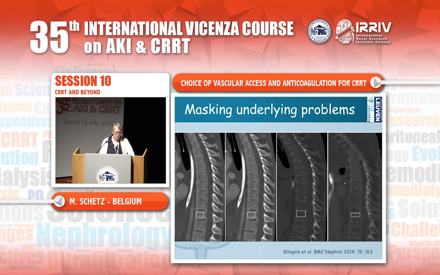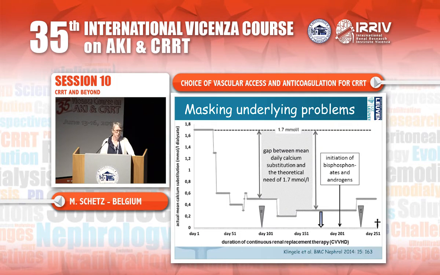A second problem with the sliding scale is that it may mask underlying problems. This is a patient that was treated for several weeks, and you see a progressive bone loss in this patient. Normally, this patient would have developed hypercalcemia as a result of the immobilization, but this hypercalcemia was masked because the nurses reduced the calcium infusion because the calcium level increased. And then this patient ended with substantial bone loss.